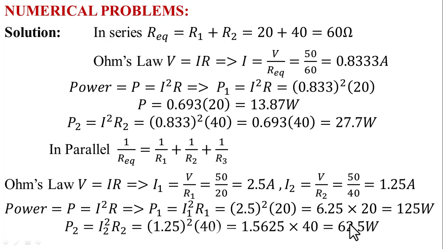Now we can calculate the power P2. P2 is equal to I2 square R2. Then taking the square, 1.25 square multiplied by 40. 1.25 square is equal to 1.5625 multiplied by 40. So power P2 is equal to 62.5 watt. Now we will move to question number 7.